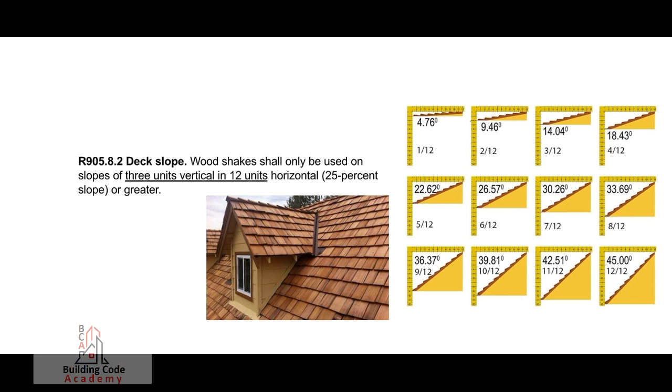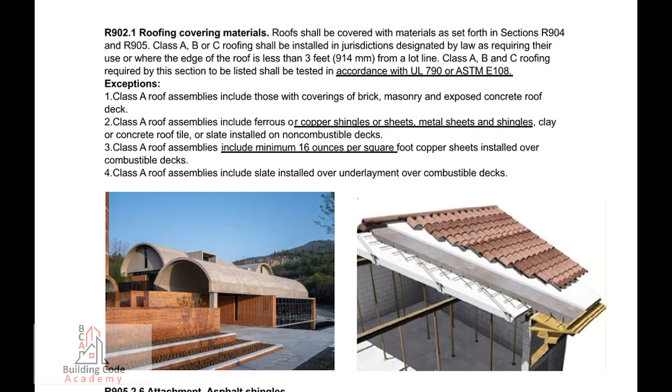R905.8.2 Deck slope. Wood shakes shall only be used on slopes of 3 units vertical in 12 units horizontal, 25% slope or greater. R902.1 Roofing covering materials. Roofs shall be covered with materials as set forth in sections R904 and R905.